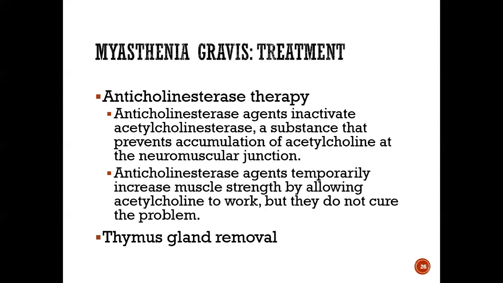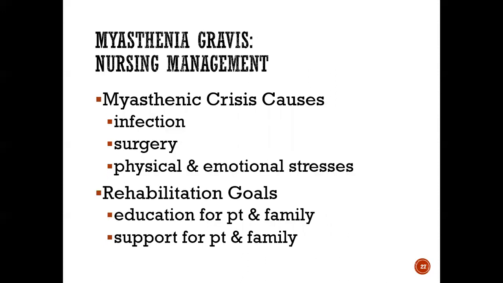Additionally, we can remove the thymus gland. We know that the thymus gland has a part in the immune system. And if we remove the thymus gland, then we can potentially prevent the production of the immune response to these acetylcholine receptor sites. Nursing management, we can go into a myasthenic crisis, right? Not good. It's basically the worst presentation of myasthenia gravis.